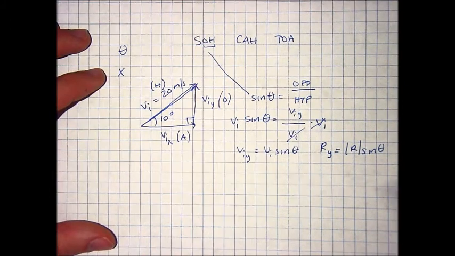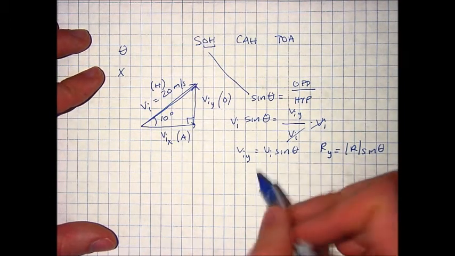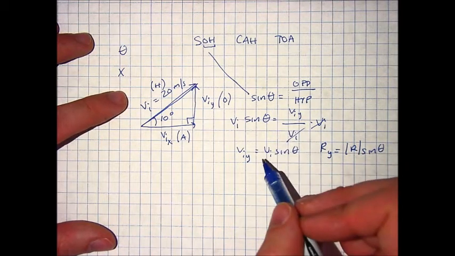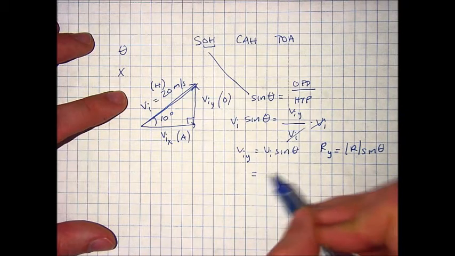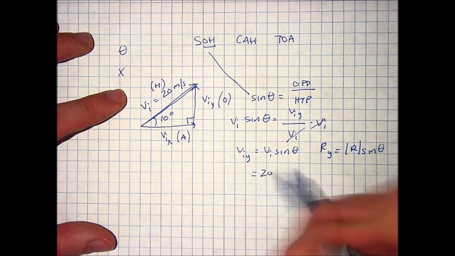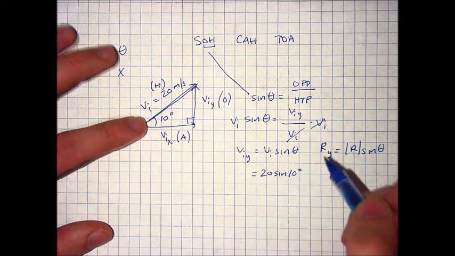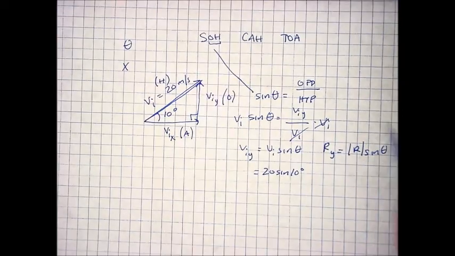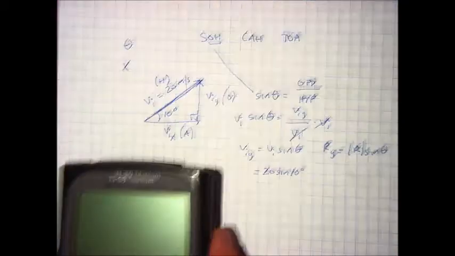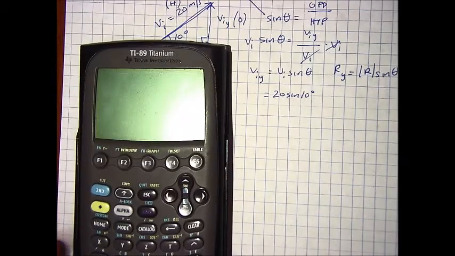So now that I have this equation, you just go ahead and plug and chug. We have v initial y is what we're looking for. So that's equal to 20 meters per second times the sine of 10 degrees. Now, here's the part that some people might get confused on. I have this calculator, and in a second I can go ahead and grab the other one, just so we know how to use it.